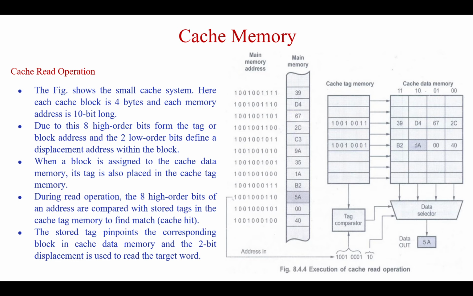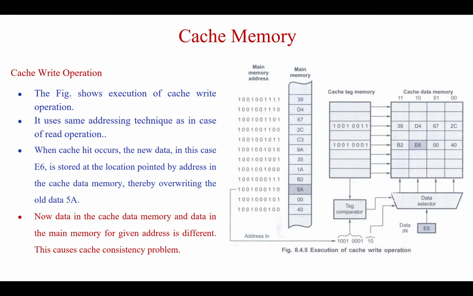If the content is available, then we access the data from the cache memory itself. First, we check the first 8 bits with the cache tag memory. The higher order 8 bits, 1001 0001, we compare. Yes, it is available in the cache tag memory. Then the remaining 2 bits are the data locator bits. The remaining 2 bits are 10, that is also there, so the data is available. 5A is the data we get from the cache location. This is the way the cache read operation takes place.